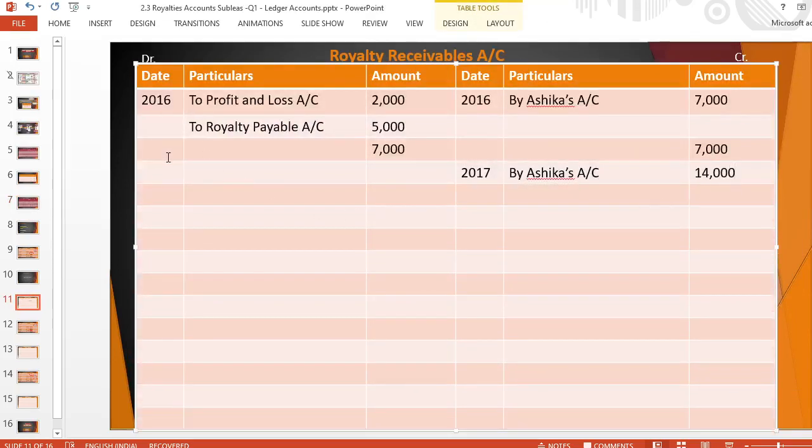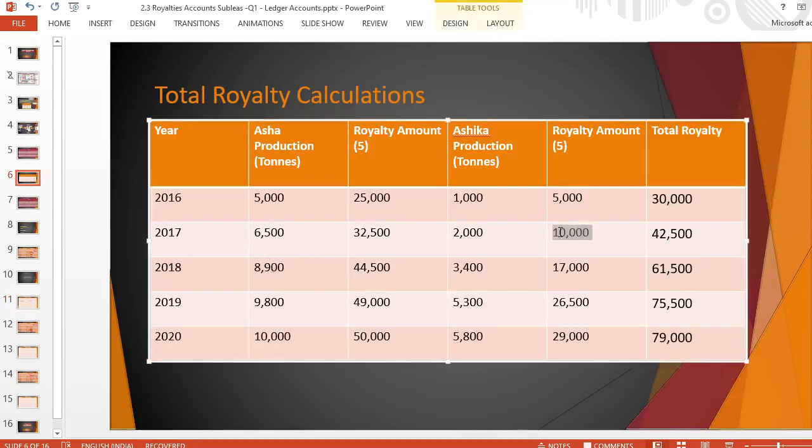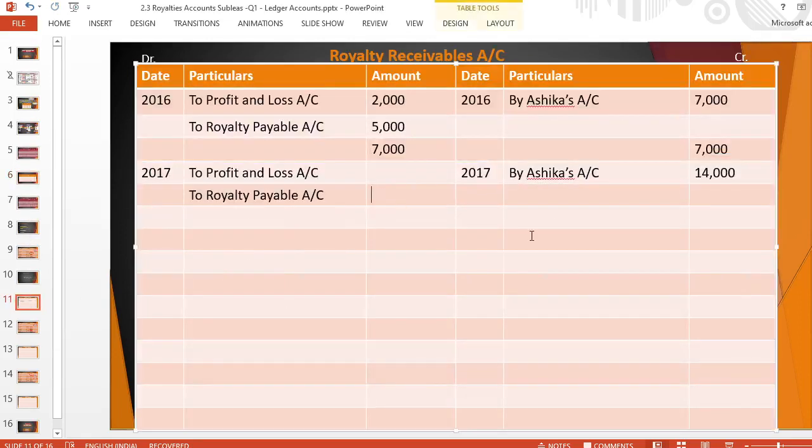And here on the debit side for the year 2017 we repeat the same two entries here. To profit and loss account for the royalty amount transferred, and to royalty payable account for the adjusting amount. So as far as royalty payable account, so I'll check here. So Ashika's production 2000 and the royalty was 10,000. So I'll write royalty payable account 10,000 and the remaining balance 4,000 will be transferred to profit and loss account. So here total 14,000 on the credit side and total 14,000 on the debit side.